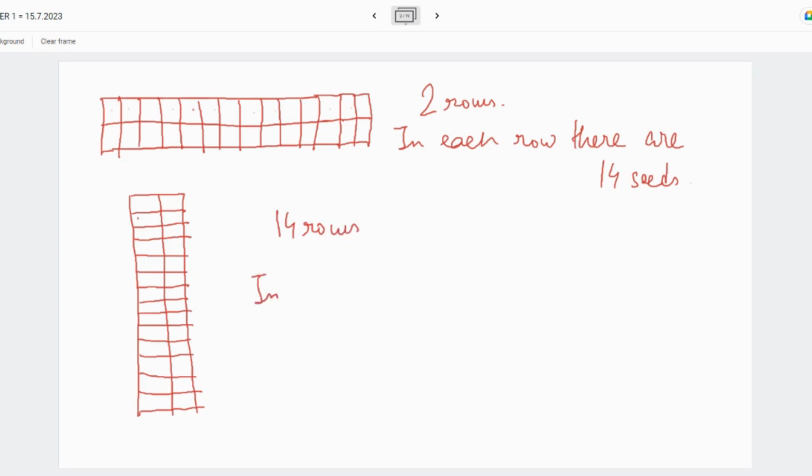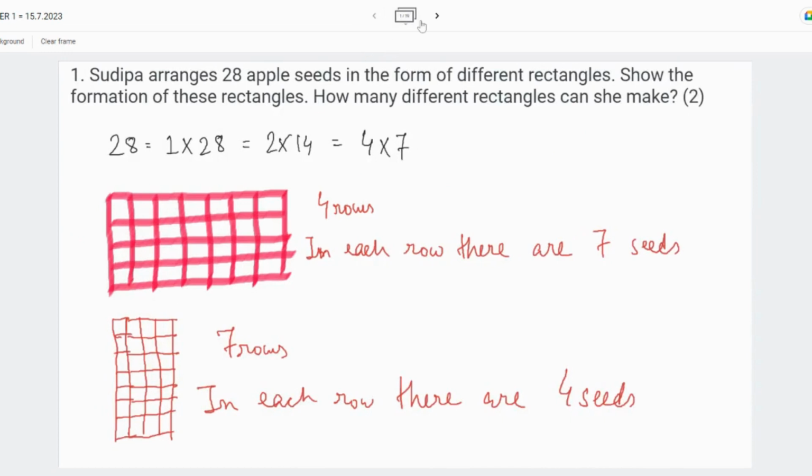It's just about visualization. So the last combination, there are 14 rows, and in each row there are 2 seeds. 14 rows, 2 columns. So these are the possible 4 combinations using the factors of 28.